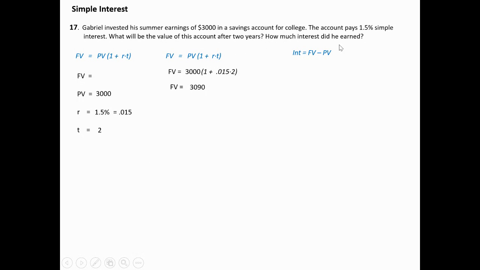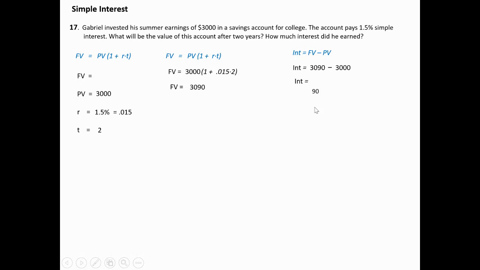Now for the second part, how much interest did he earn? The interest is the future value minus the present value. So if you started out with 3,000 and you end up with 3,090, that means 90 will be the interest. Okay, we can plug it into the formula.